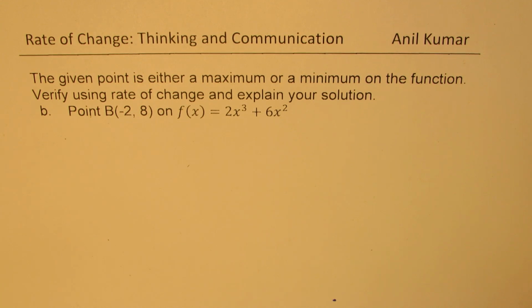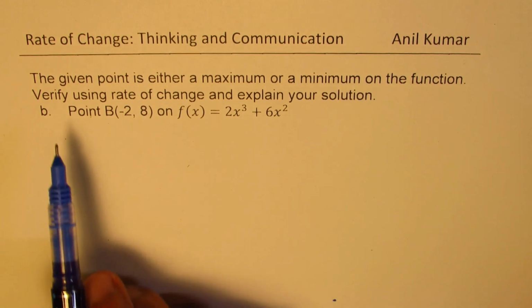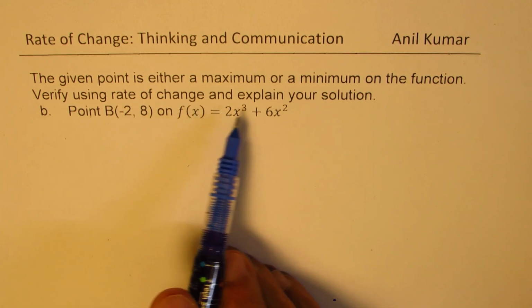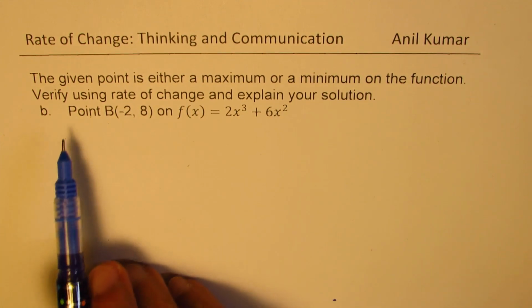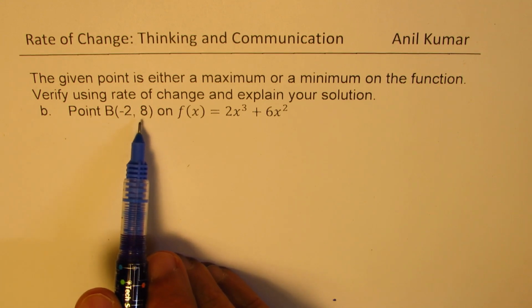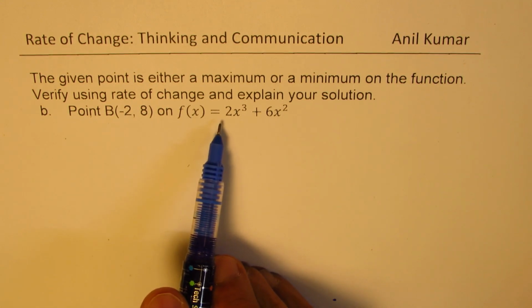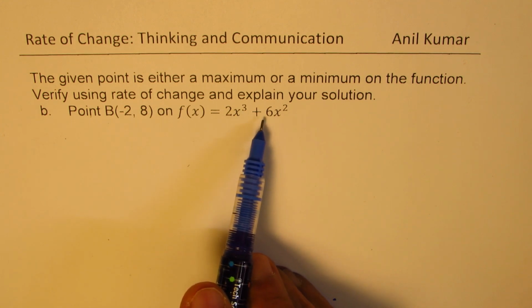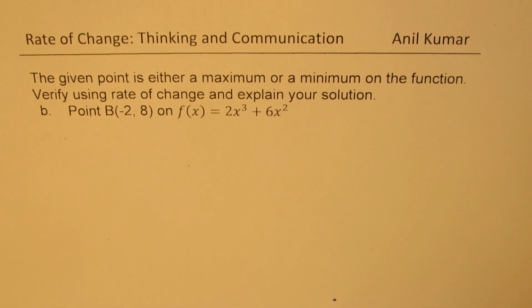Here is another thinking and communication question. The question here is, the given point is either a maximum or a minimum on the function. Verify using rate of change and explain your solution. So this is part B, where the point is (-2, 8) on the function f(x) = 2x cubed plus 6x squared.